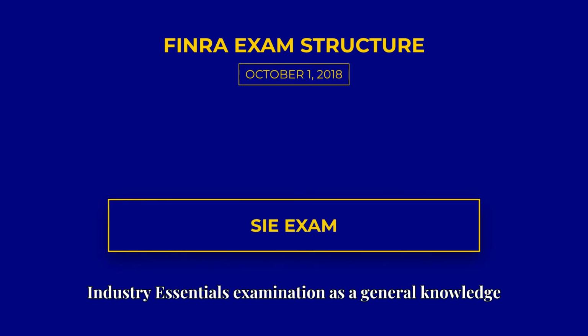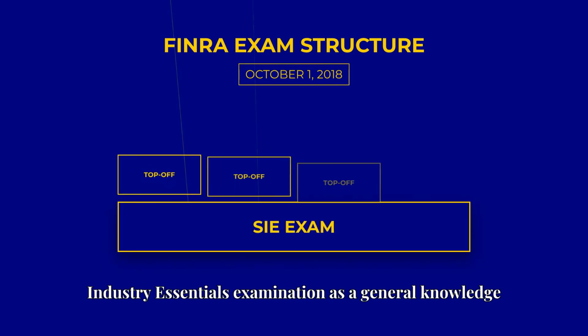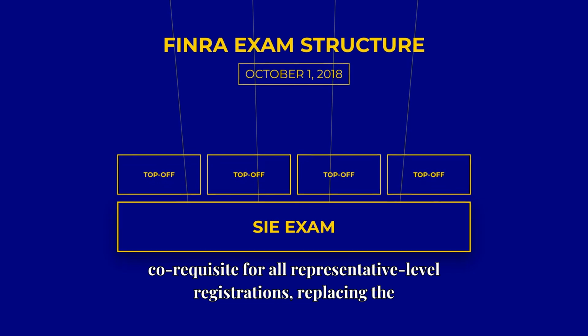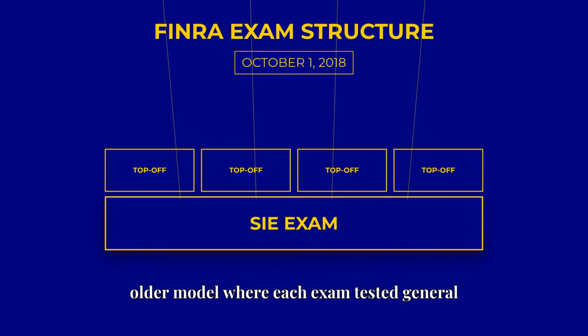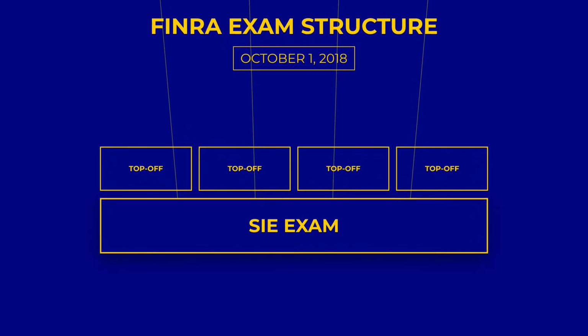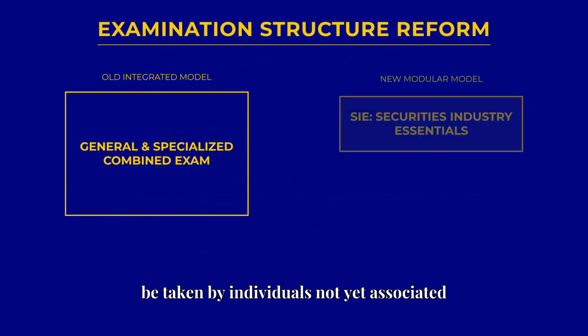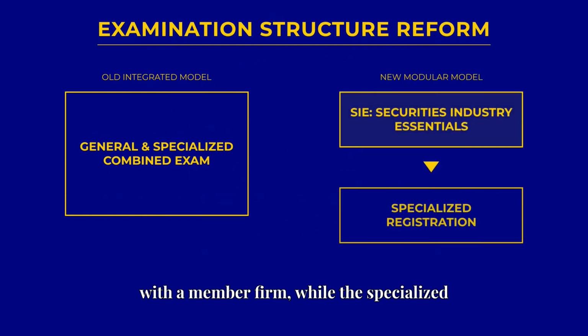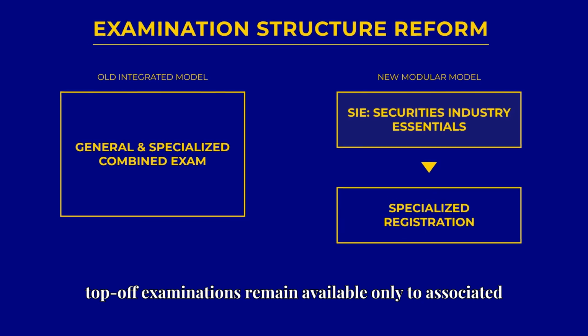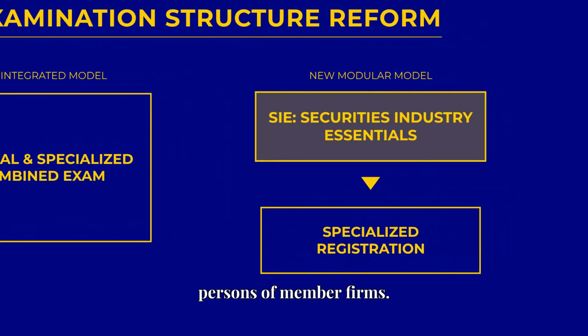The October 2018 restructuring introduced the Securities Industry Essentials examination as a general knowledge co-requisite for all representative-level registrations, replacing the older model where each exam tested general and specialized knowledge simultaneously. This two-part structure enables the SIE to be taken by individuals not yet associated with a member firm, while the specialized top-off examinations remain available only to associated persons of member firms.